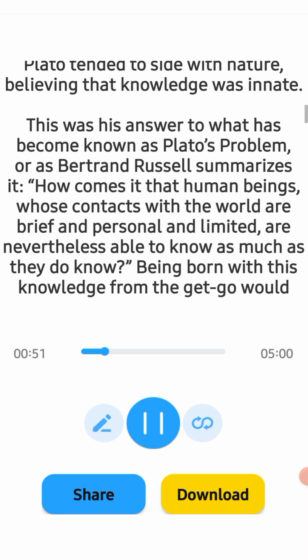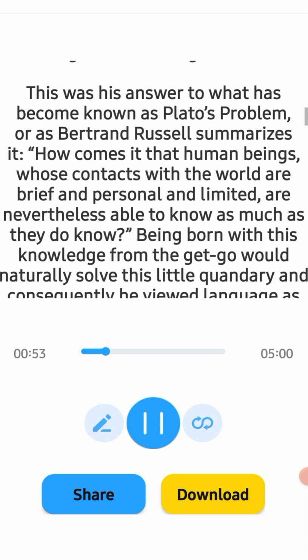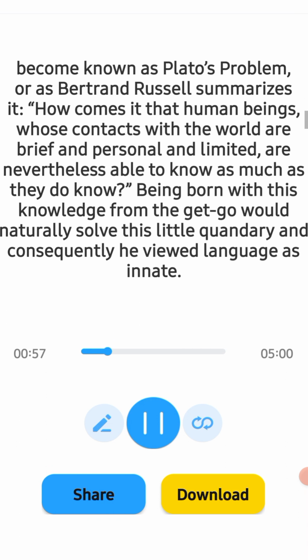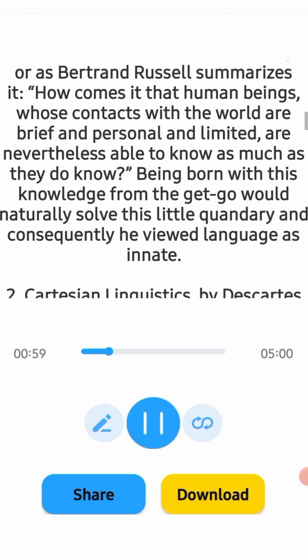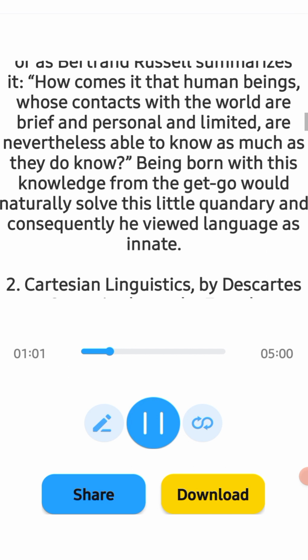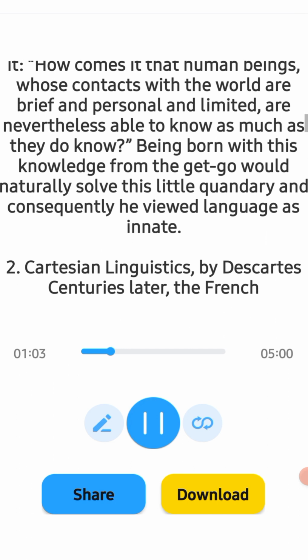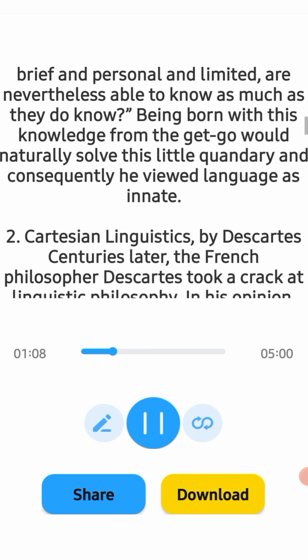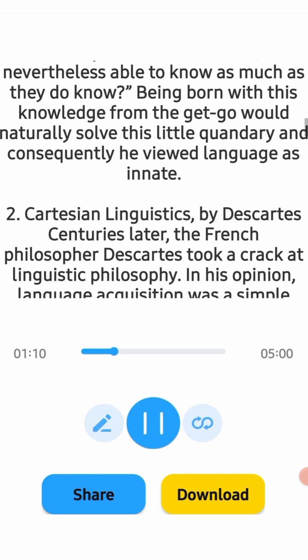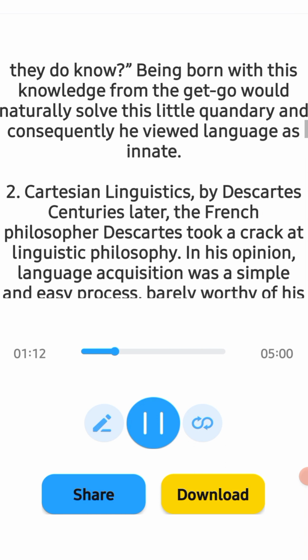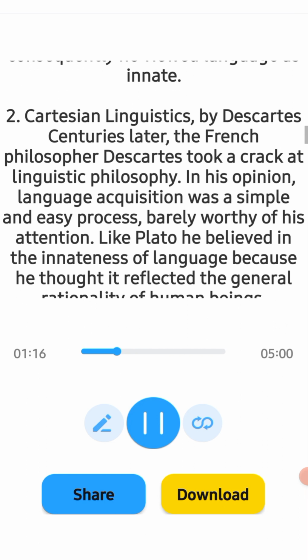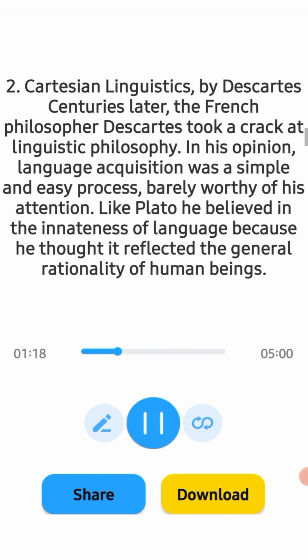In the nature versus nurture debate, Plato tended to side with nature, believing that knowledge was innate. This was his answer to what has become known as Plato's problem, or as Bertrand Russell summarizes it, how comes it that human beings, whose contacts with the world are brief and personal and limited, are nevertheless able to know as much as they do know? Being born with this knowledge from the get-go would naturally solve this little quandary, and consequently he viewed language as innate.